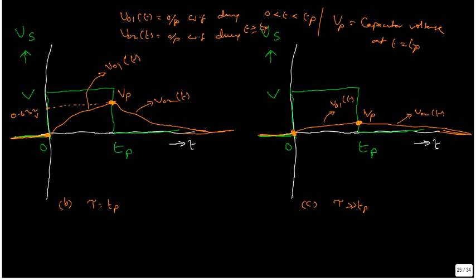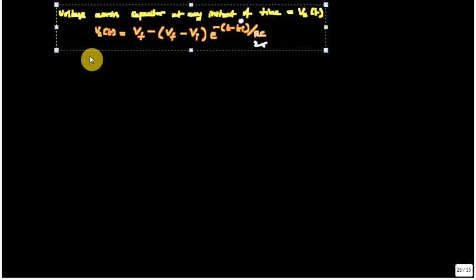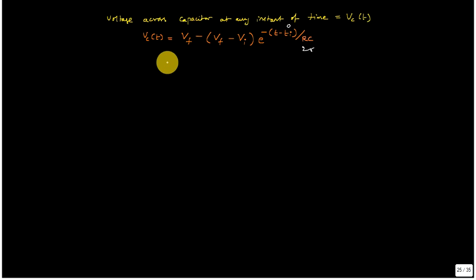Now we will write the generalized equations for it. We know the generalized equation for a capacitor, that is, the voltage across the capacitor at any instant of time: Vc of t is equal to V final minus (V final minus V initial) into e power minus (t minus ti) by Rc.